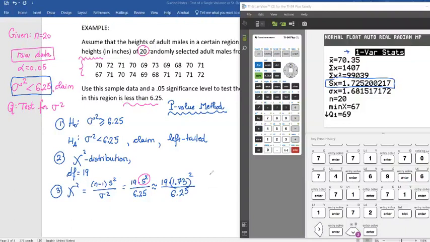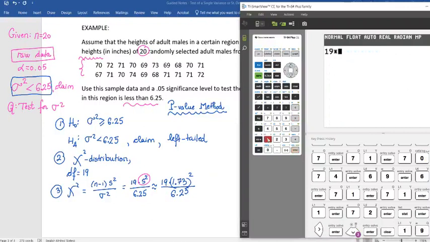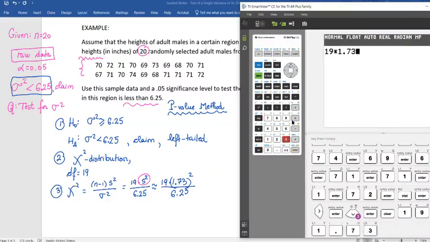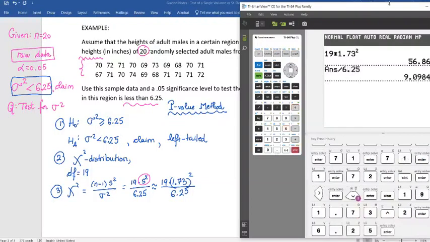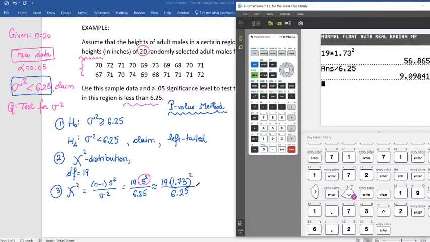So let's use the calculator to actually do that. 19 times 1.73 squared, and that should be divided by 6.25. And this is what we got. Chi-square is actually 9.098, and this is the test statistic.